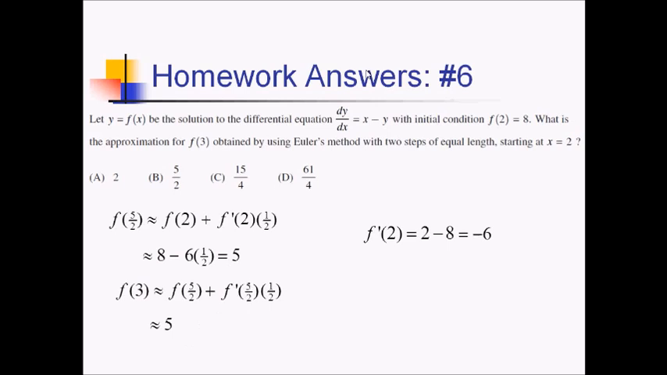F prime of 5 over 2. Now we're going to have the x value 5 over 2 minus the approximated y value of 5. So 5 over 2 minus 5, well, that's essentially 5 over 2 minus 10 over 2, so negative 5 over 2. So this is going to be minus 5 over 2 times 1/2. And let's see, this is going to be really minus 5/4 if we multiply that out. So we have 20/4 minus 5/4. That's going to be 15/4, which gives us choice C.